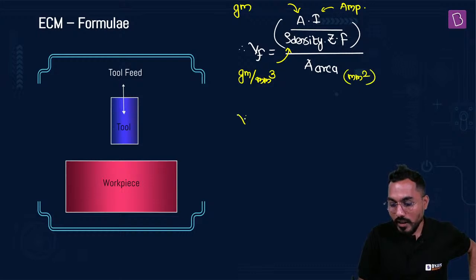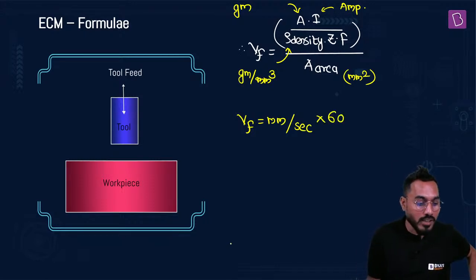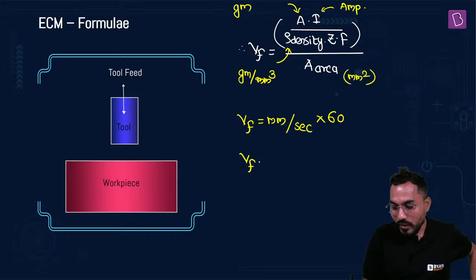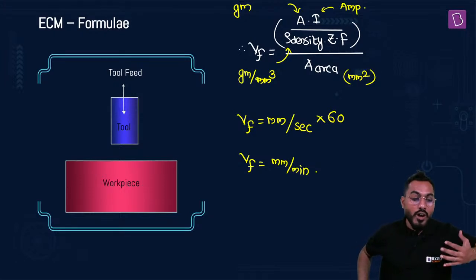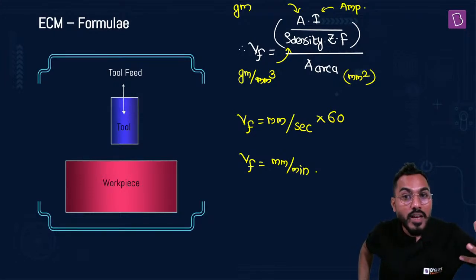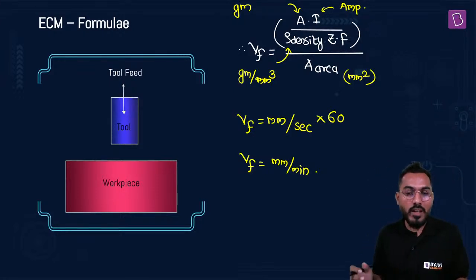And the answer will come as feed velocity in mm per second. If you want it per minute, multiply by 60. Is it true? VF is coming in mm per minute. Arre bhaiya, it will come in mm per second, no? It's a velocity. We have to move very fast in our life. Is it okay, everybody?